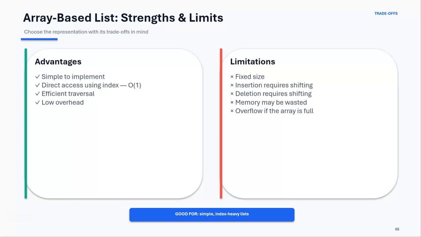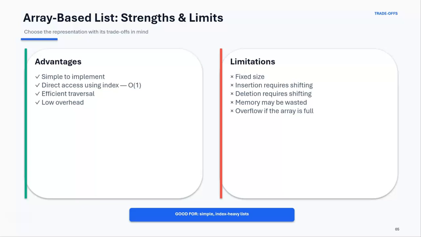Done. Every data structure has its own advantages and disadvantages. First, the advantage of implementing a list using an array is that it is very simple. You can directly access using an index, so retrieval and update are very fast. Traversal is also straightforward because you can simply use a loop and traverse. And there is very little extra memory overhead associated.